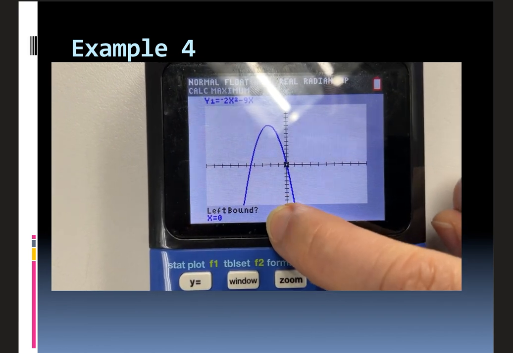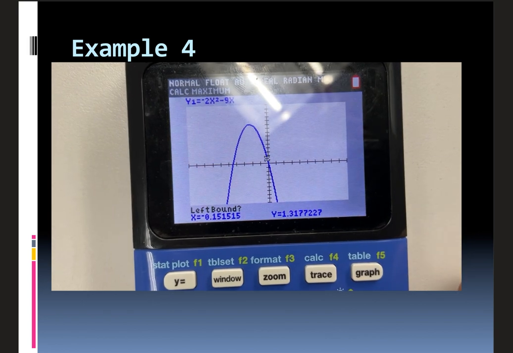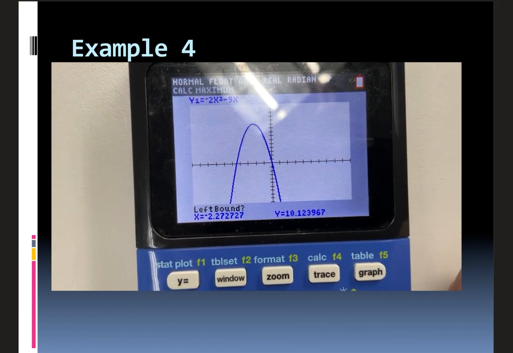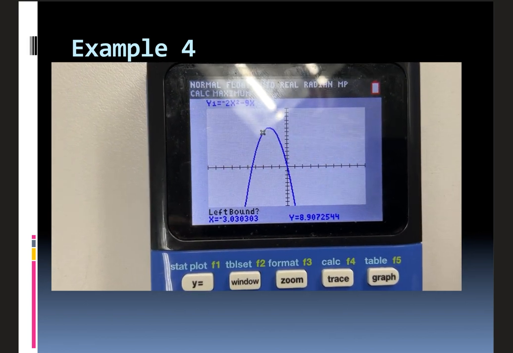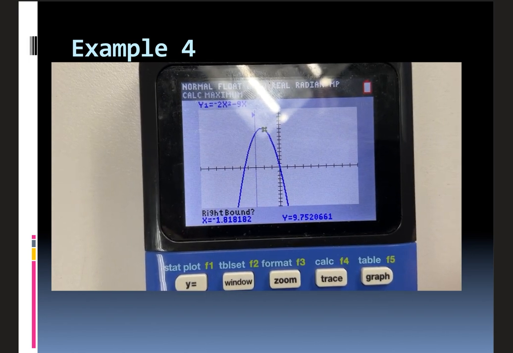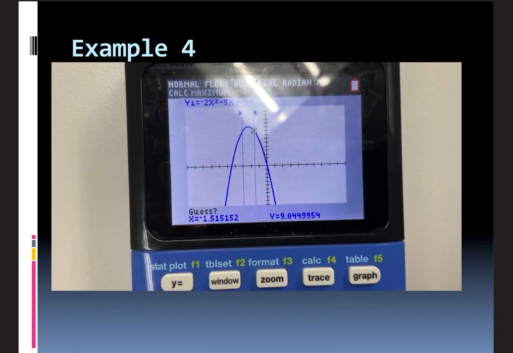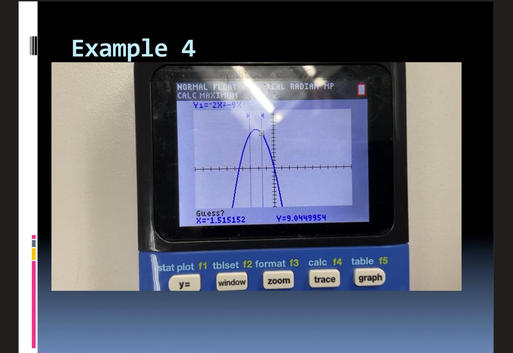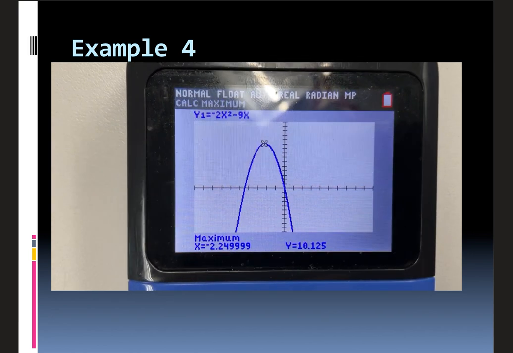The first question it asked for is the left bound. So I have to go to the left of my max, anywhere left of it. I have to go to the right of my max. So you can watch your y values change from increasing to decreasing. And then I have to hit enter to hit guess.